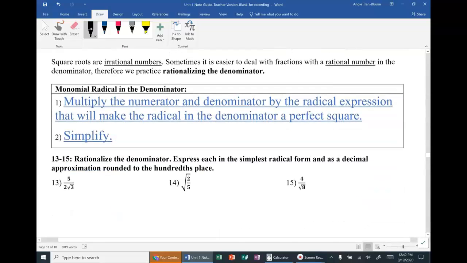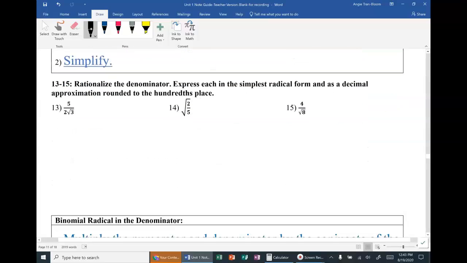Square roots are irrational numbers. Sometimes it is easier to deal with fractions with a rational number in the denominator. Therefore, we practice rationalizing the denominator. So in this box, it says monomial radical in the denominator. You want to multiply the numerator and the denominator by the radical expression that will make the radical in the denominator a perfect square, because we can always take the square root of a perfect square. And then lastly, always simplify.